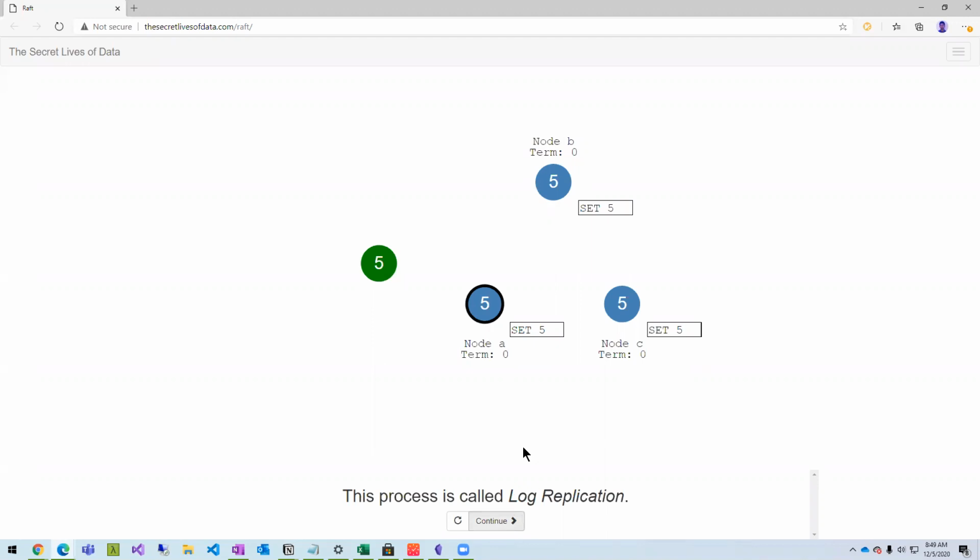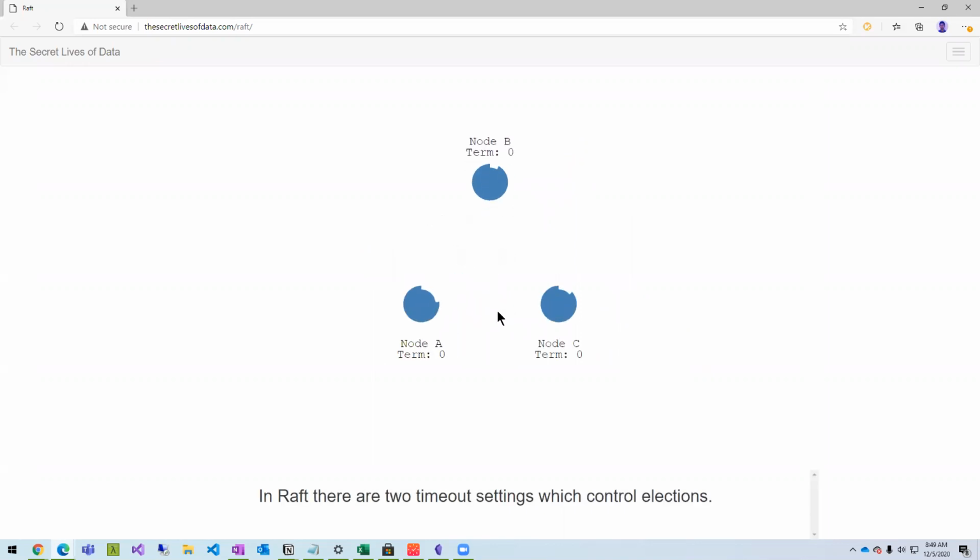So this overall process is called log replication. Now let's go to leader election.